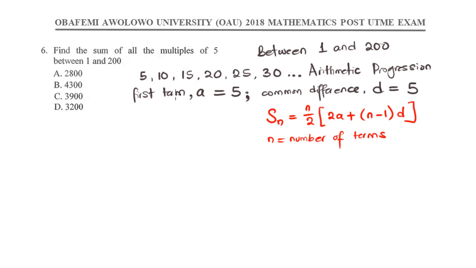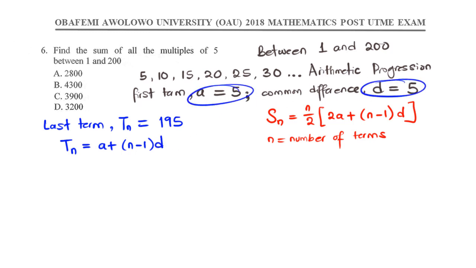Now, looking at this arithmetic progression, what is the last term for this particular scenario between 1 and 200? The nth term is given as Tn. For this case, between 1 and 200, the last term is going to be 195, because 195 is the last multiple of 5 before 200. Generally, the nth term is given as A plus n minus 1 multiplied by D. And we have A, we have D. So we can substitute these values and use 195 as our nth term so that we can find the number of terms between 1 and 200.